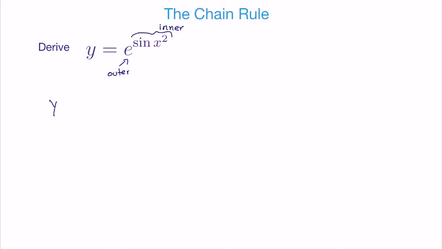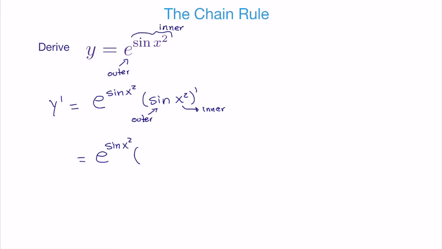So e is the outer function and sine of x squared is the inner function. To derive y, we have to do the outer derivative, which is e to the x, and keep the inner function and multiply by the derivative of the inner function. You see, now we have to apply the chain rule again because we have a composition of two functions, this being the inner function and the sine being the outer function. So to finish deriving y, we apply the chain rule again, e to the sine of x squared, and then we apply the chain rule here.